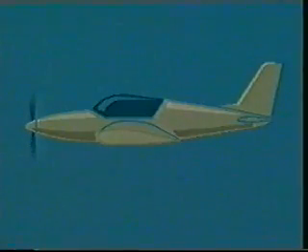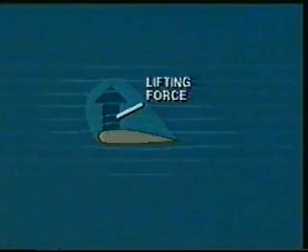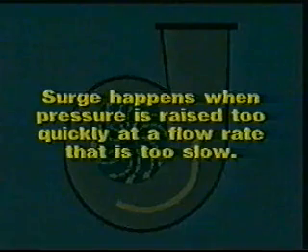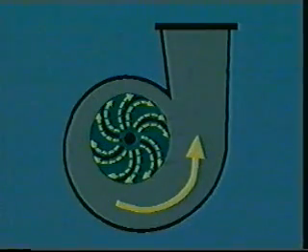This is similar to the effect of swirling airflow on top of an airplane wing that breaks the lift of the wing and causes a stall. With an airplane, this happens when the pilot attempts to gain too much lift at too low a speed. In a centrifugal compressor, this happens when the compressor attempts to raise pressure too quickly at a flow rate that is too slow. At a given RPM, a decrease in flow rate normally will cause an increase in pressure.